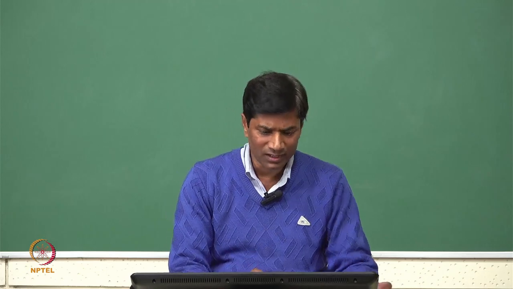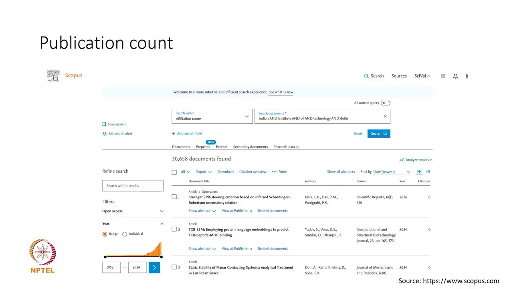For example, you see, I have taken this data from Scopus, and here you see the affiliation name is Indian Institute of Technology, Delhi, and the range is from 1952 to 2024.